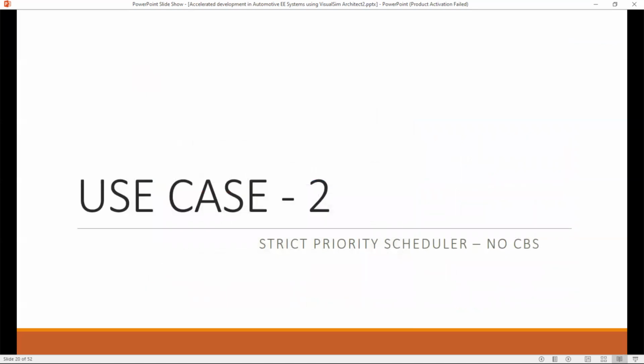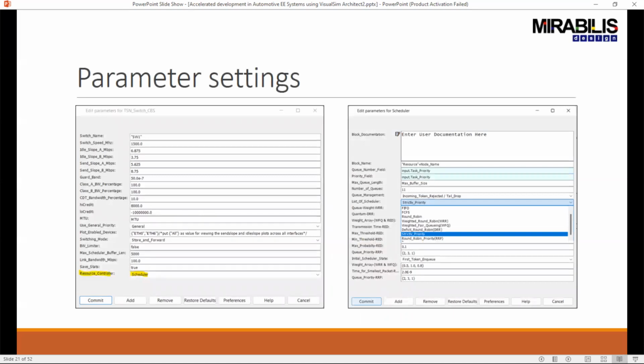For the second use case, we are looking at the strict priority scheduler without any credit-based shaper. These are the parameter settings that we have used. The resource controller is set to scheduler and not TSN controller, and the scheduler option is set to strict priority. We can see the various options that we have in this window: round robin, first come first serve, weighted round robin, deficit round robin, round robin priority, and so on. So the user can evaluate different scheduling algorithms just by changing this pull-down option.